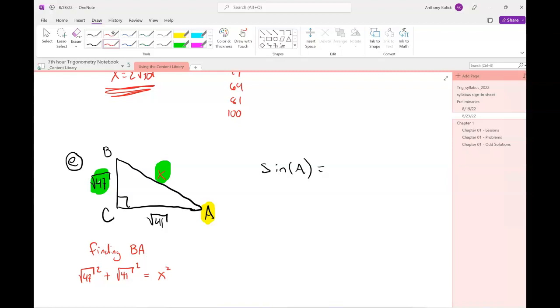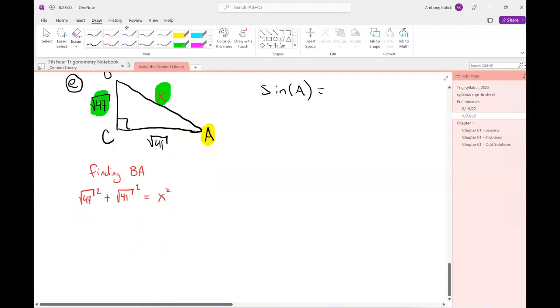Everybody still good? What nice thing do you notice is going to happen here? The squares and square roots just cancel each other out, right? So we just have 47 plus 41 is equal to x squared. We're okay with that idea? 47 plus 41 is 88. And then we'll square root both sides.